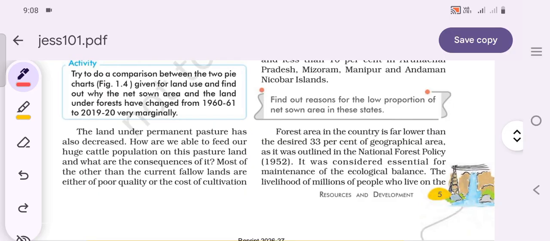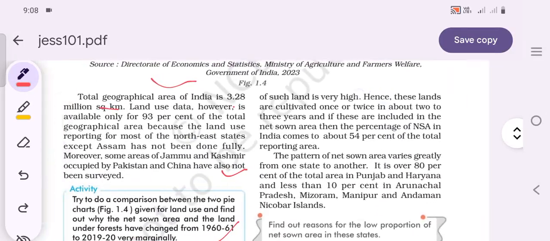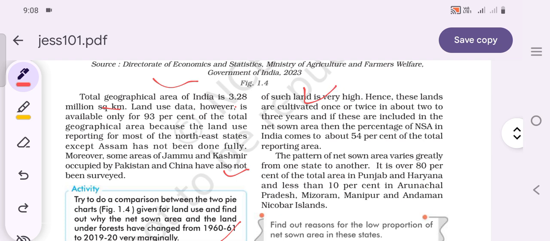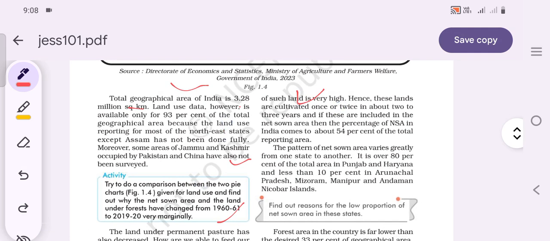Okay, so the land under permanent pasture has also decreased. Means the pastures which the farmers were growing have also decreased. Now, how are we able to feed our huge cattle population on this pasture land, and what are the consequences of it? Most of the other than the current fallow lands are of poor quality, and the cost of cultivation of such land is very high. Sometimes what happens, some poor people cannot afford money for buying land, so its cost of cultivation will be very high.